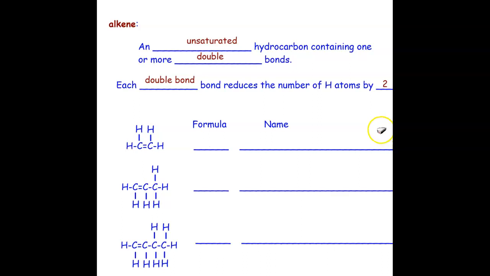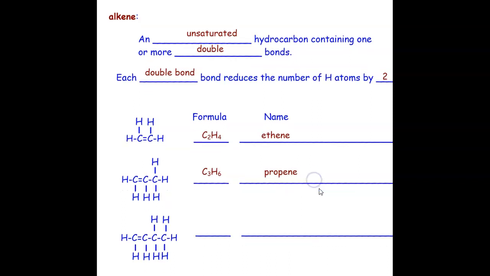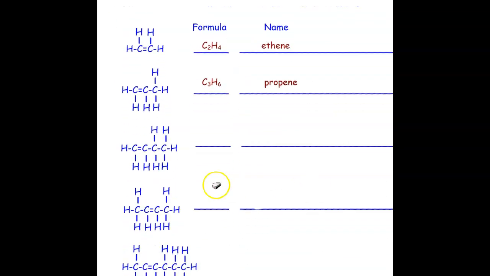Naming alkenes is very similar to alkanes. We start with the prefix, but then use the ending ene. C2H4 is ethene. Similarly, C3H6 is propene. But look what happens when we get to 4 carbons.